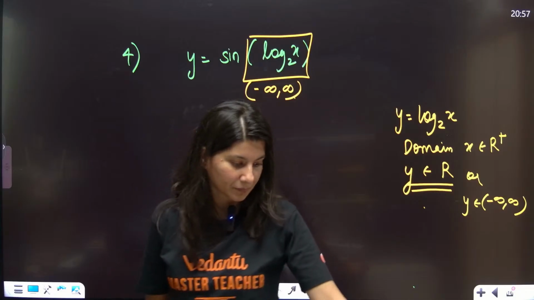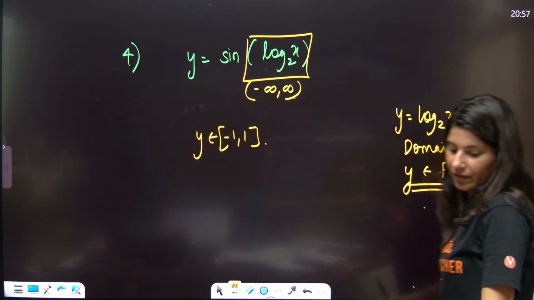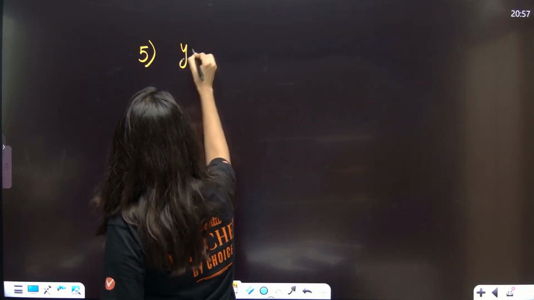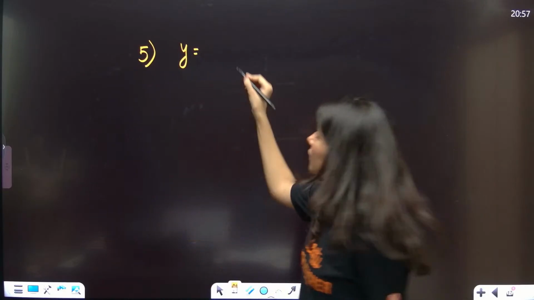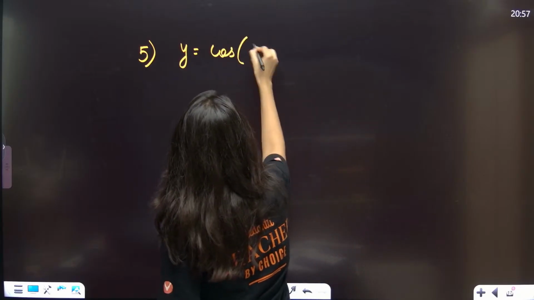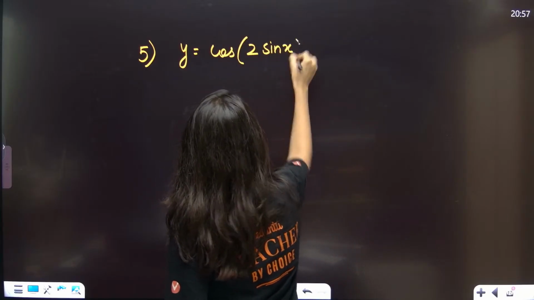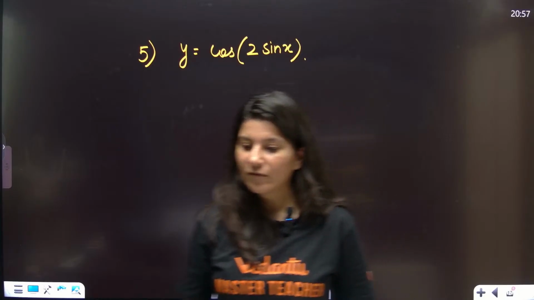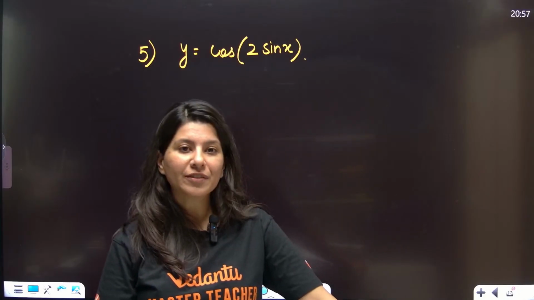Everybody getting it? Okay. Another question. y is equal to cos of 2 sine x. y is equal to cos of 2 sine x.